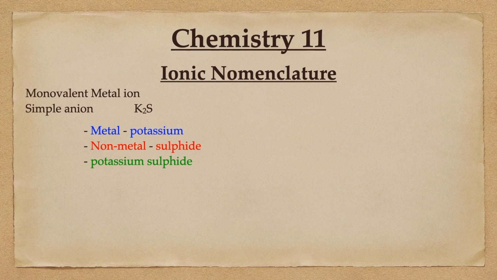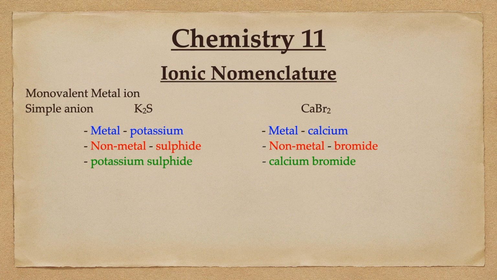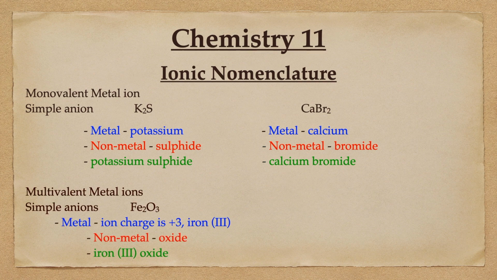In our first example, we use a monovalent metal ion, that is an ion that only possesses one possible positive charge, potassium, and the simple anion, sulfur with a -2 charge, or sulfide. The name then becomes potassium sulfide. In our second example, again a monovalent metal ion, calcium, a simple anion, bromine, which becomes bromide, so the name is calcium bromide.